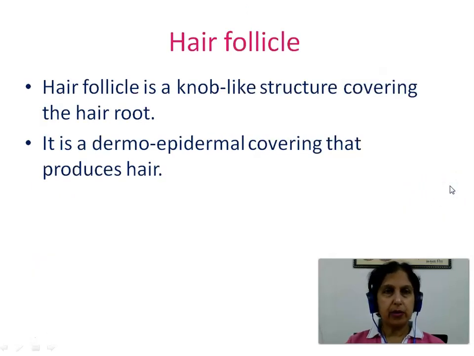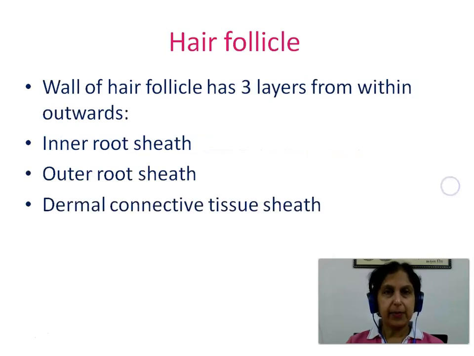Hair follicle. This is a knob-like structure covering the hair root. It's a dermo-epidermal covering that produces hair. The wall of hair follicle has three layers from within outwards: inner root sheath, the outer root sheath, and outermost dermal connective tissue sheath.